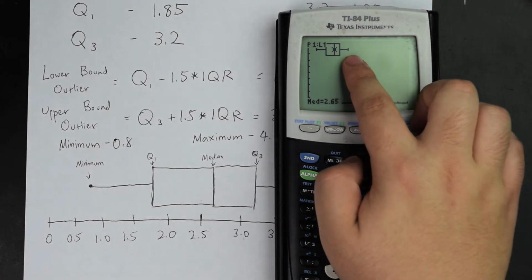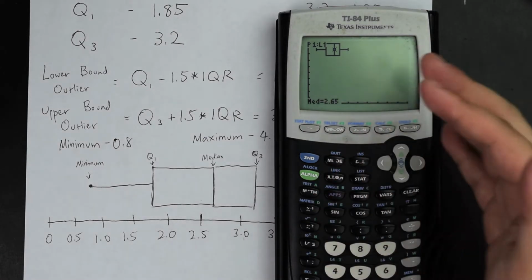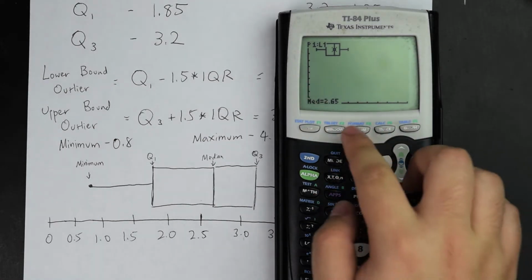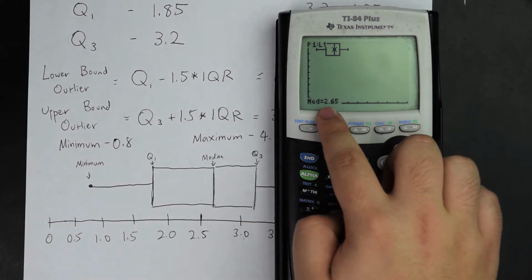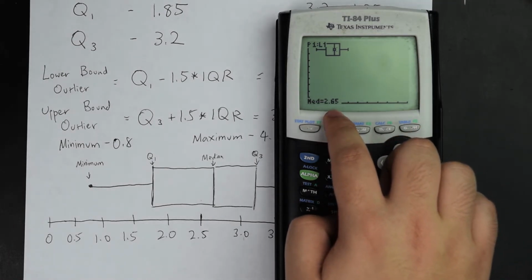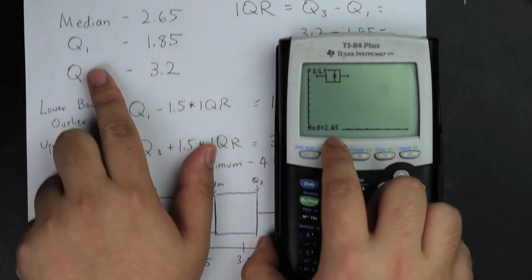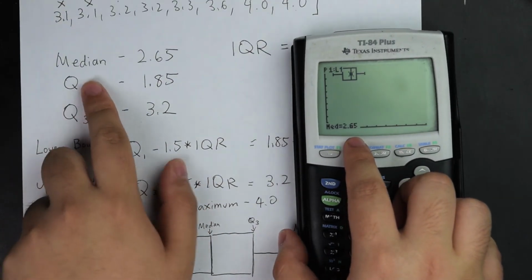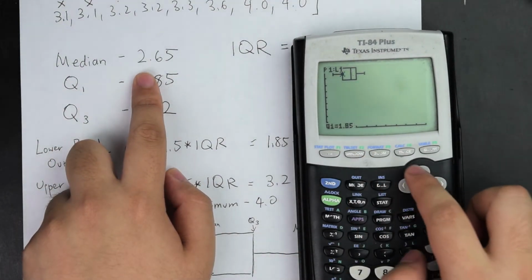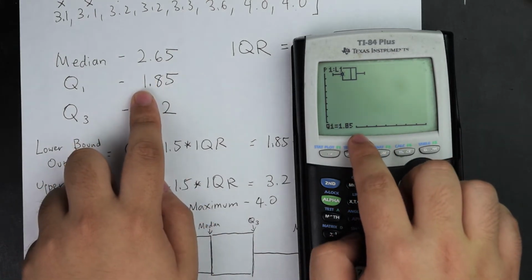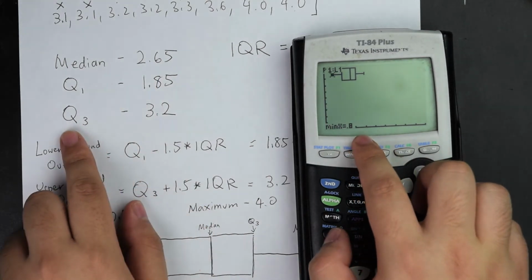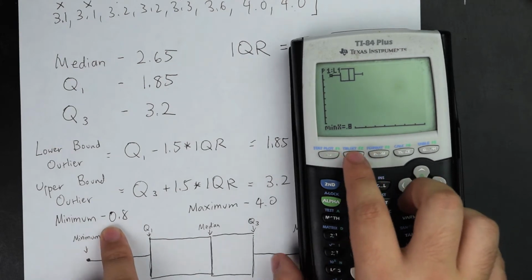This helps me a lot to just visualize it more closely. But what's also great about this trace system is that it actually tells me what my median is, which states is 2.65. Confirming from my prior work that I did, median is 2.65. I could push the arrow key, Q1 is 1.85, confirm. My minimum value is going to be 0.8, which I found right here, perfect.